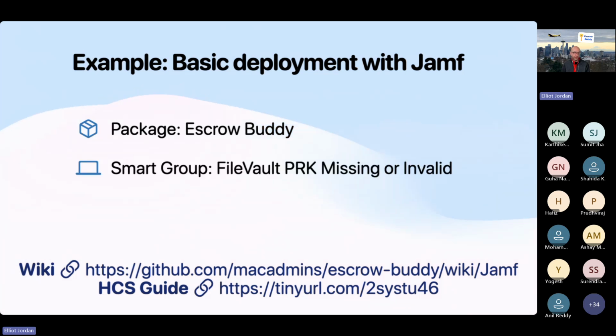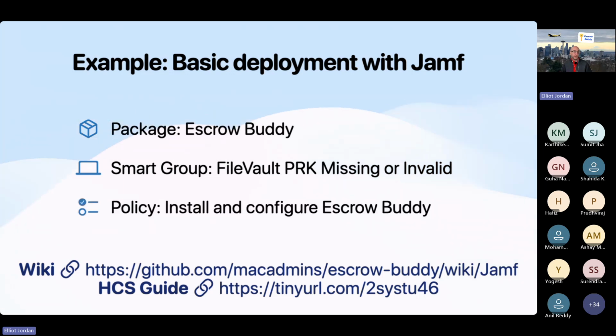Creating a smart group that collects all the Macs that have missing or invalid FileVault recovery key status. And then creating a policy that installs Escrow Buddy on those Macs and runs that defaults command that lets Escrow Buddy know that a new key is needed at the next login. And the defaults command is included in that documentation, so you can just copy and paste it into Jamf.